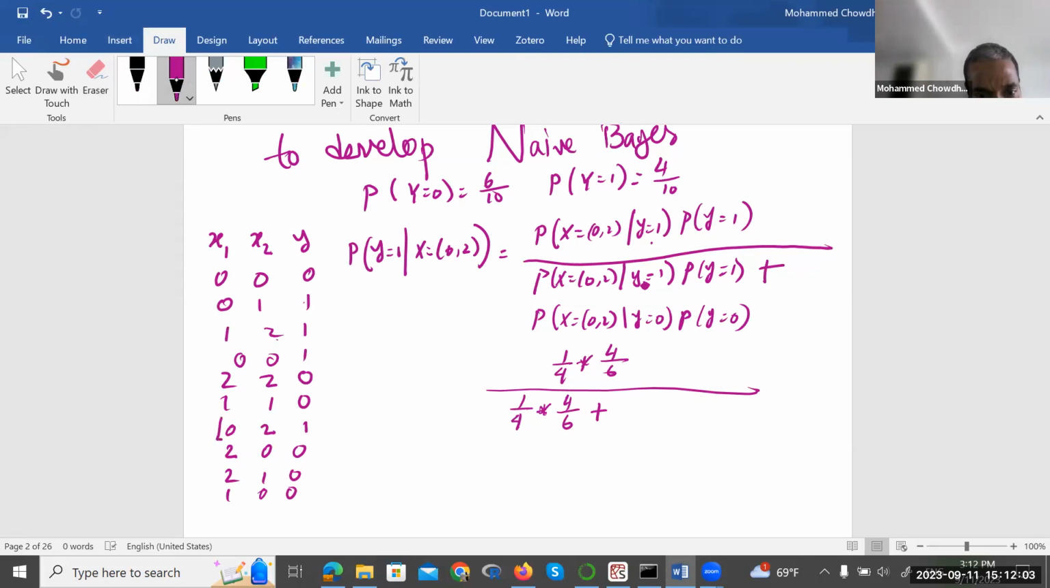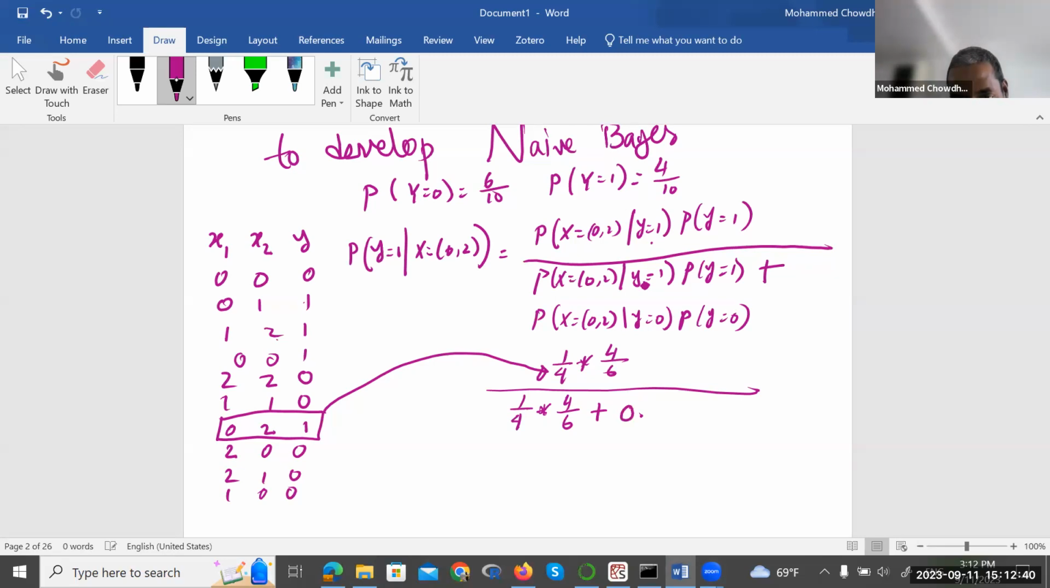This is what we got as a probability in there. 1 over 4, because there are 4 cases where the y value equals 1, and then only 1 case in which x equals 0, 2. So that is why, out of 4, only 1 case. And you understand 4 over 6, which I already computed in here. Okay. Now, y equal to 0, how many cases? 6 cases. How many of them are 0, 2? I have nothing. So that means none of these has.